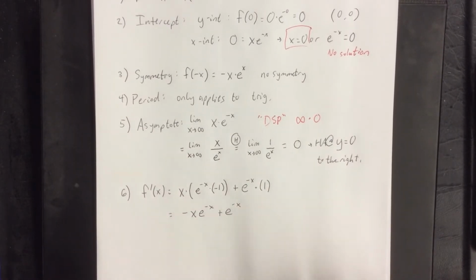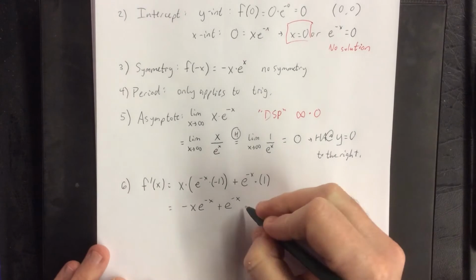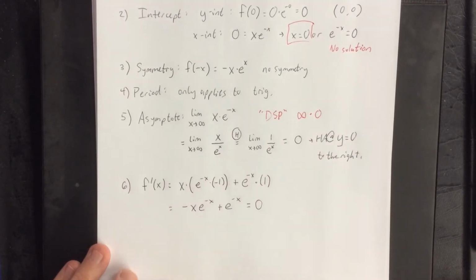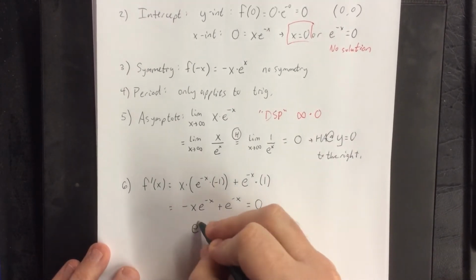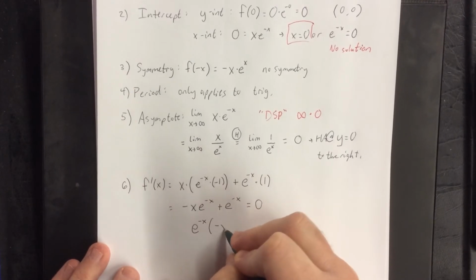To get our critical numbers, we'll need to set this equal to 0. And because it's set equal to 0, factoring the left-hand side will be to our advantage.